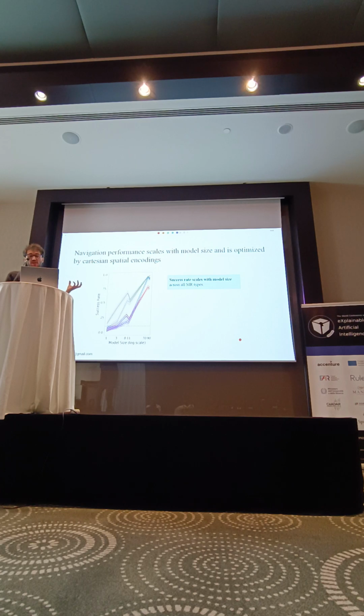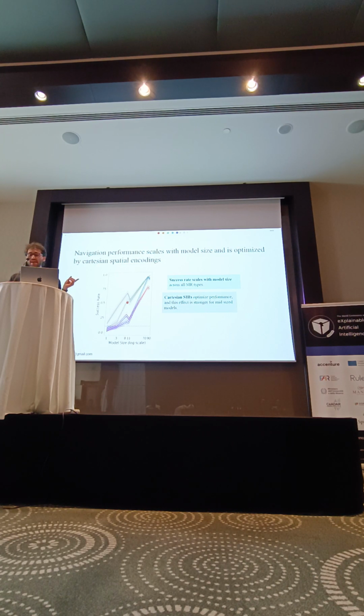So we measure the success rate of the models, and here we're plotting it with respect to the model size, and also for each one of the 6 textual representations of space. The first thing we can notice is that indeed success rate scales with model size for every representation type. But we see that Cartesian representations, which are the green ones, optimize performance, right? So you see that the green curves are indeed higher.